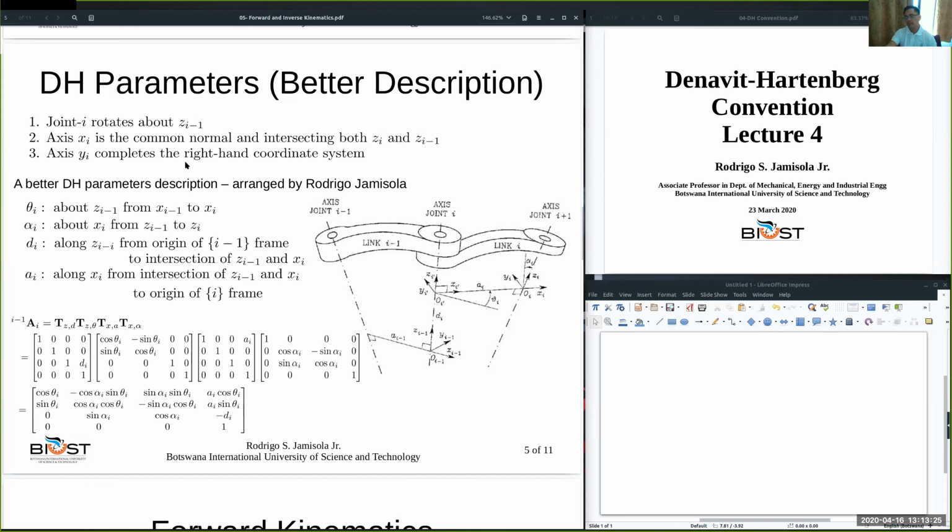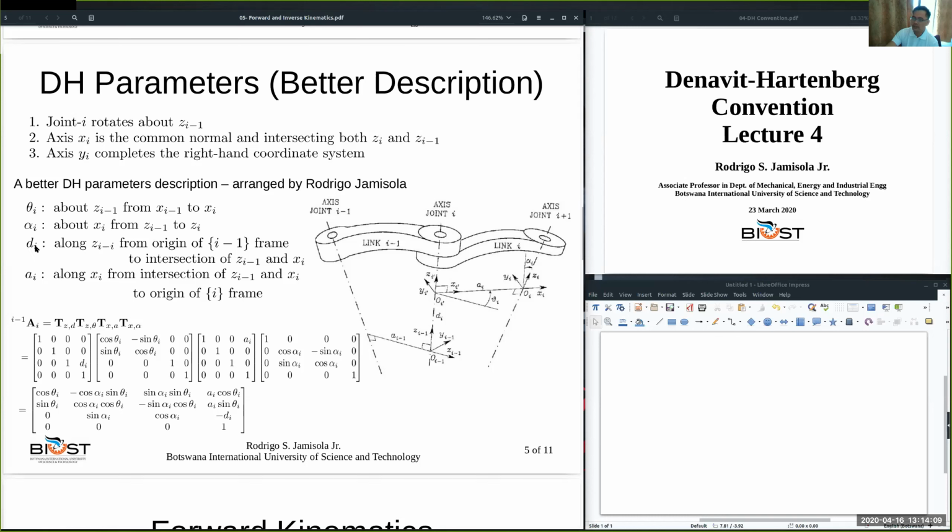This is a way of defining where we are going to attach the frames of reference for each link. For a chain manipulator, one link will have one reference frame attached to it, and that reference frame moves together with the link of the robot. When those reference frames have been assigned, we can define the DH parameters that will help us solve for the transformation matrix.